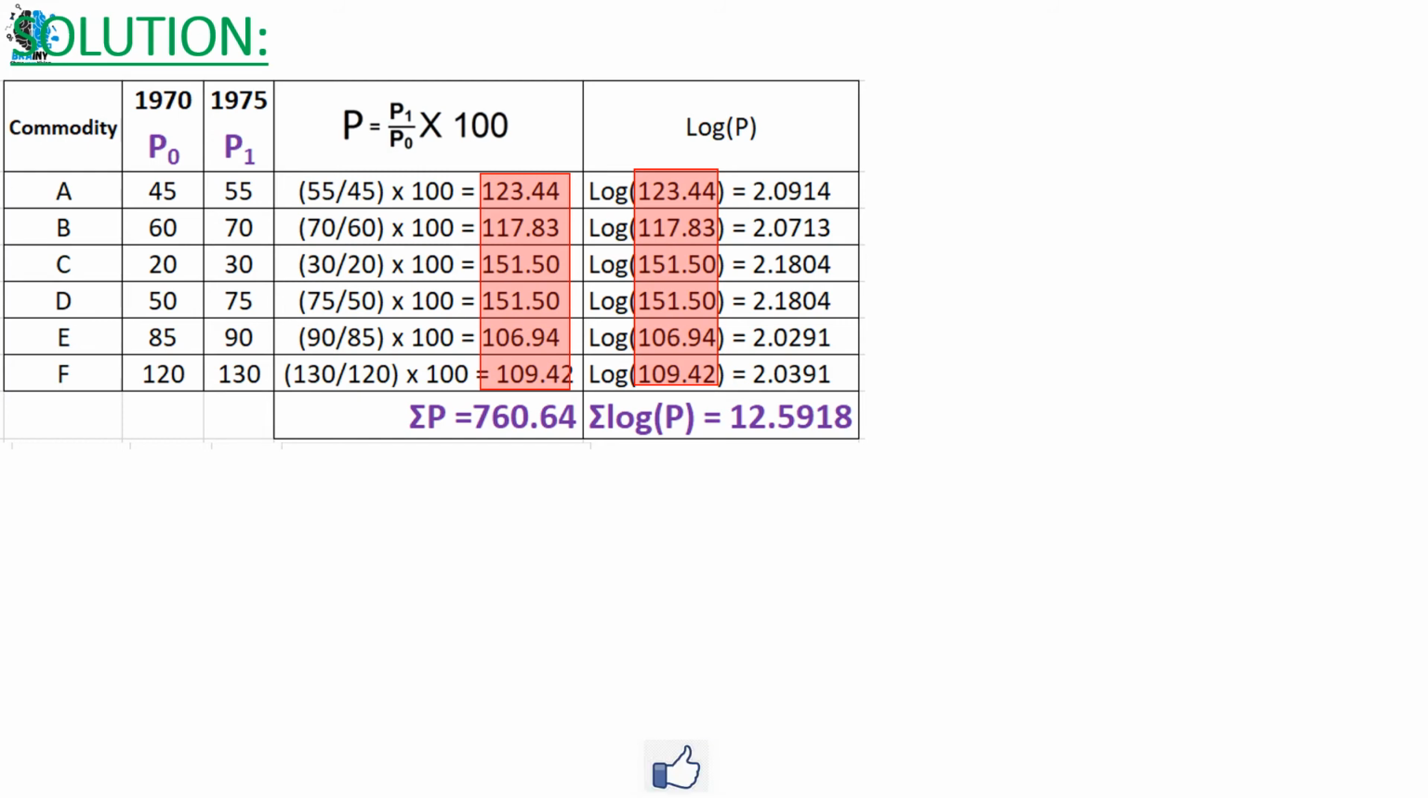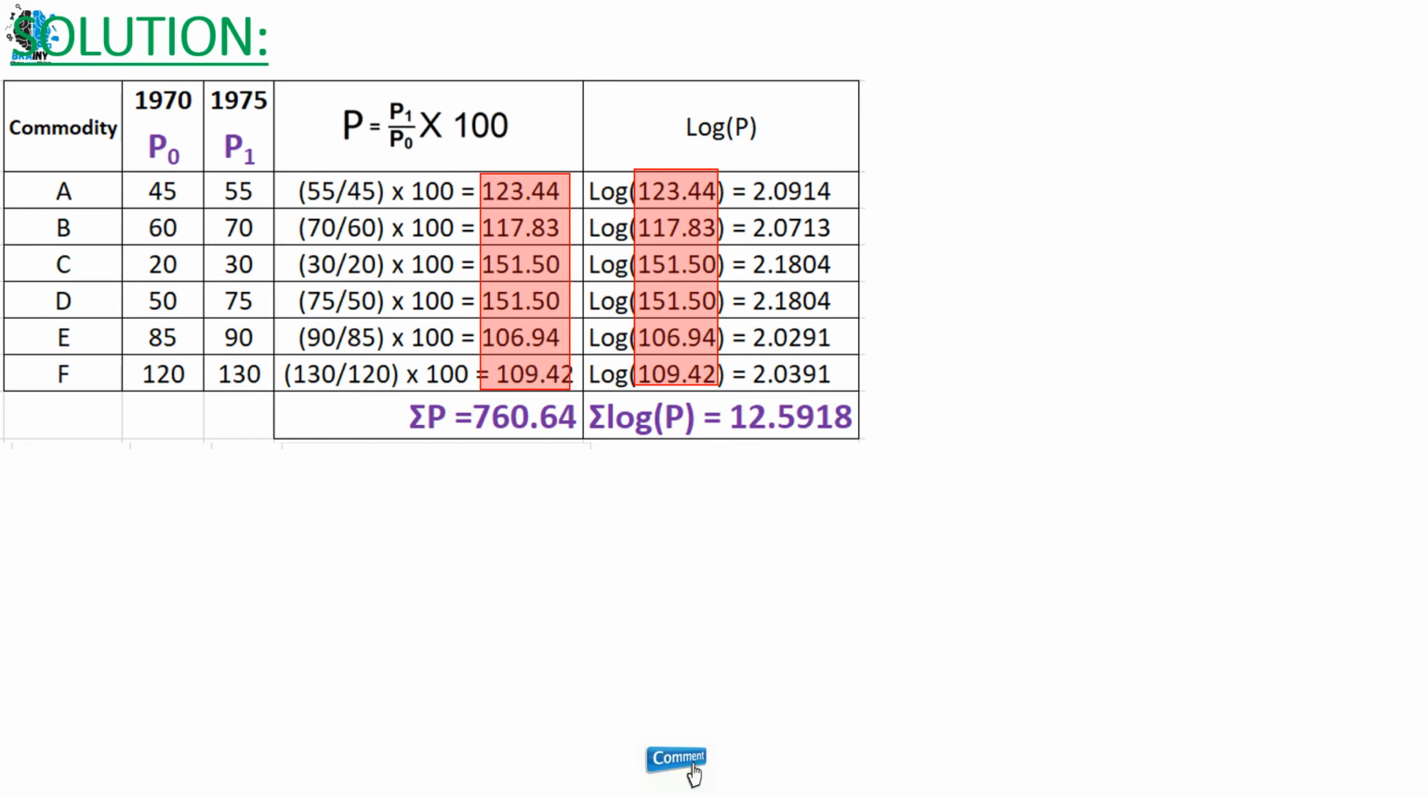I'm going to take the log of this. The log of 123.44 will be 2.0914. So on, we have to calculate the log of 109.42, which gives 2.0391. Then I take the summation of all log P's, which will be 12.5918. So I have the summation of P and the summation of log P.